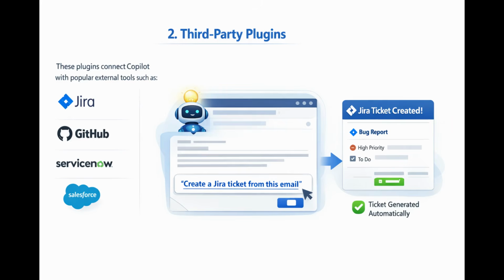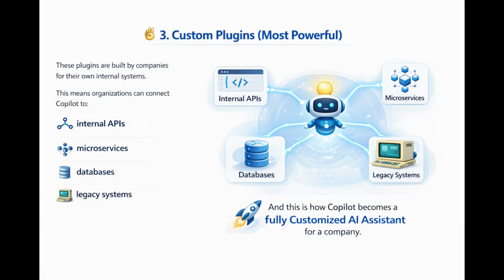The second one is third party plugins. These plugins connect Copilot with popular external tools such as Jira, GitHub, ServiceNow, and Salesforce. For example, if you type "create a Jira ticket from this email," Copilot can use the Jira plugin and create the ticket automatically. And the third is custom plugins.